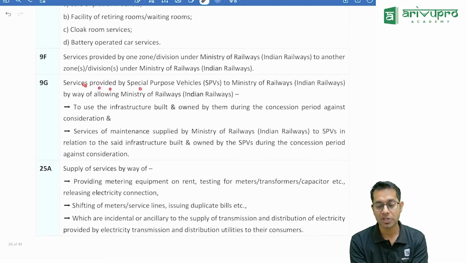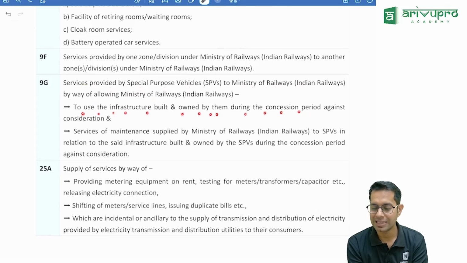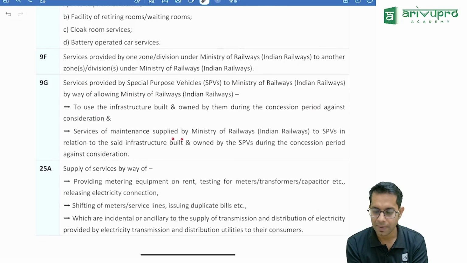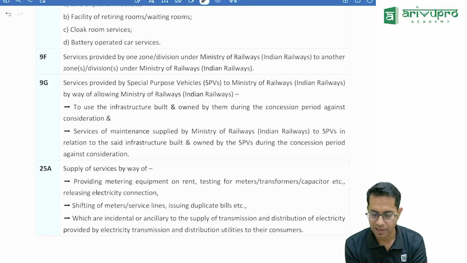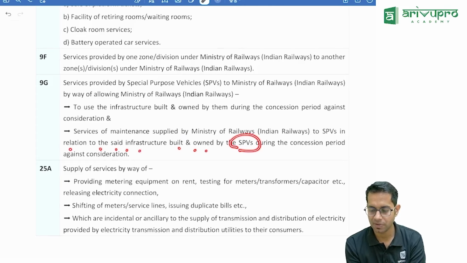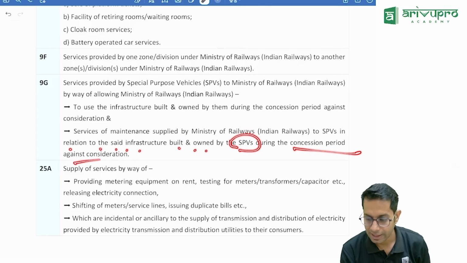Services provided by a special purpose vehicle to Ministry of Railway by way of allowing Ministry of Railway to use infrastructure built and owned by them during the concession period against a consideration, and the services of maintenance supplied by Indian Railway to the special purpose vehicle in relation to the said infrastructure built and owned by the special purpose vehicle for that concessional period against a consideration.